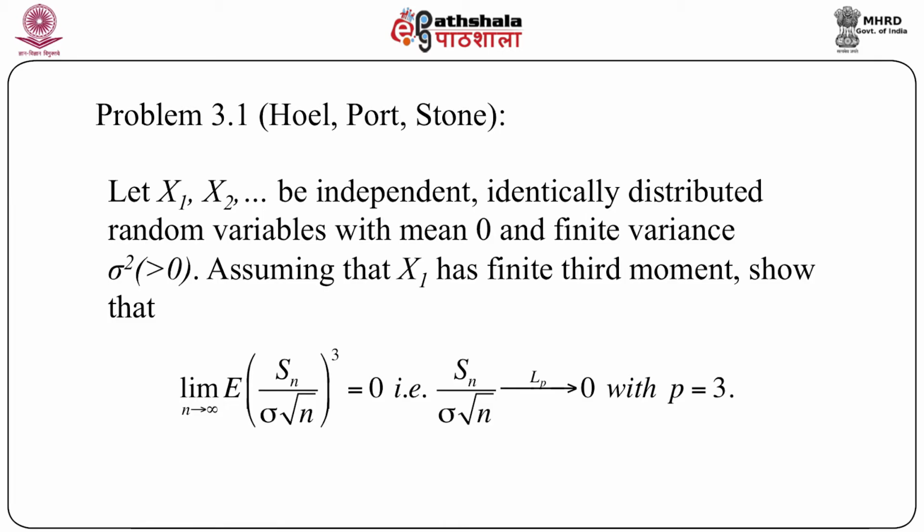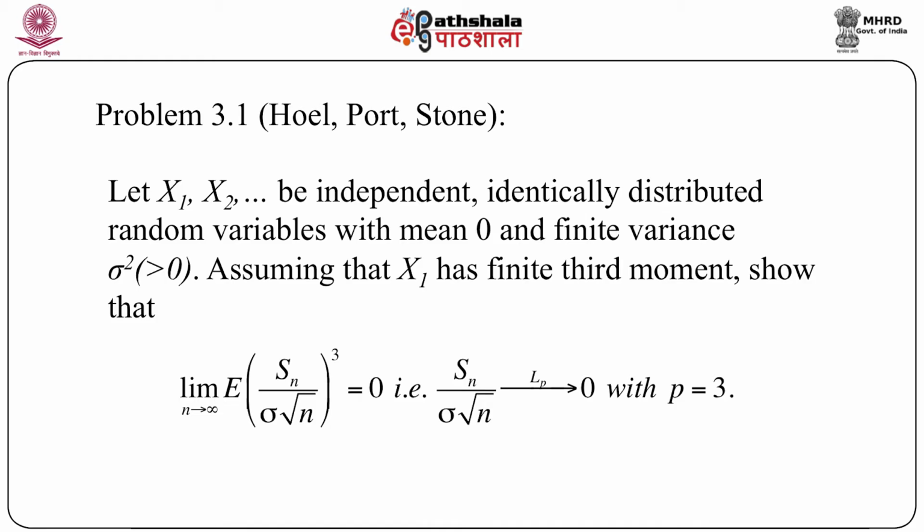So up to this we usually know that in many cases we have random variables where we assume the mean to be 0 and the variance to be some finite quantity. In this case it is sigma squared. Now assume that x1 has a finite third order moment. When we assume x1 has a finite third order moment, that means each of these variables x1, x2 and so on has a finite third order moment because they are identically distributed. So assuming that the third order moment exists, we have to show that the limit as n goes to infinity of the expectation of (Sn by sigma root n) whole to the power 3 equals 0.